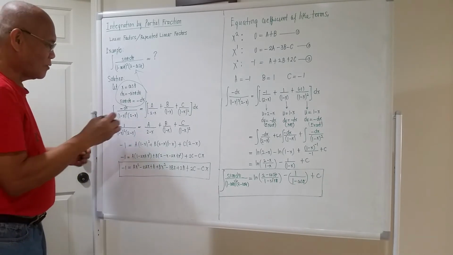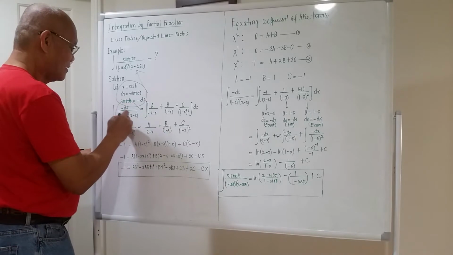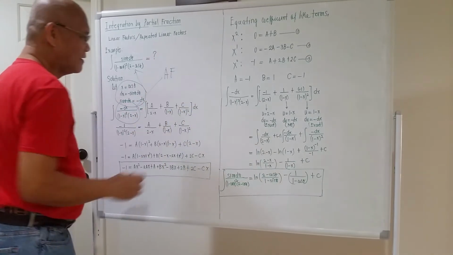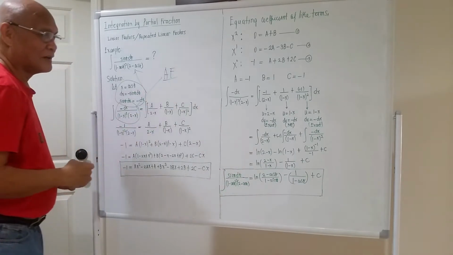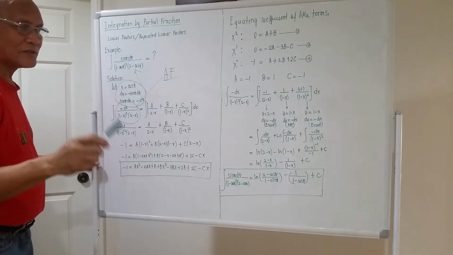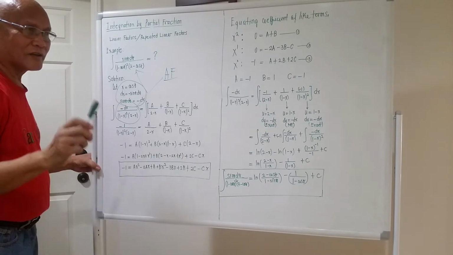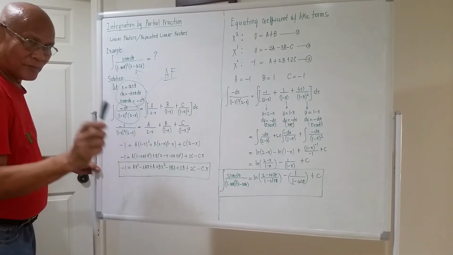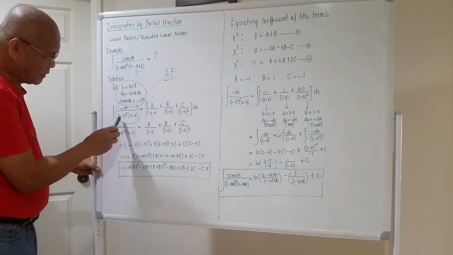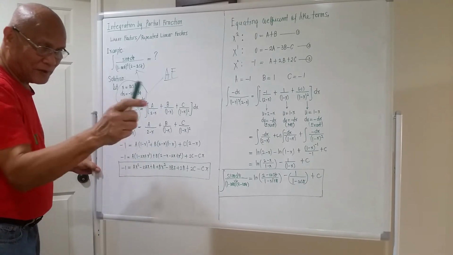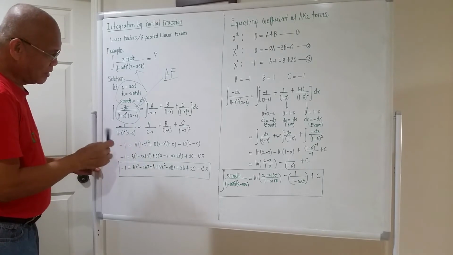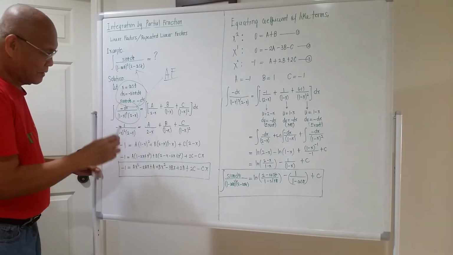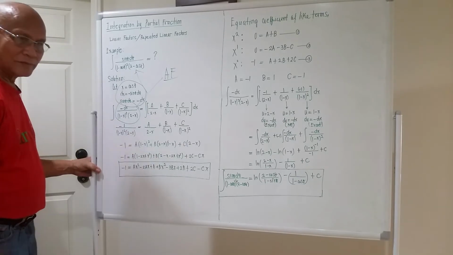So this is now an algebraic function, right? Algebraic function in which the denominator contains linear factors. We got one linear factor 2 minus x, and we got one linear factor 1 minus x, but it is repeated because the power is actually 2. So this falls under linear factor and repeated linear factor.